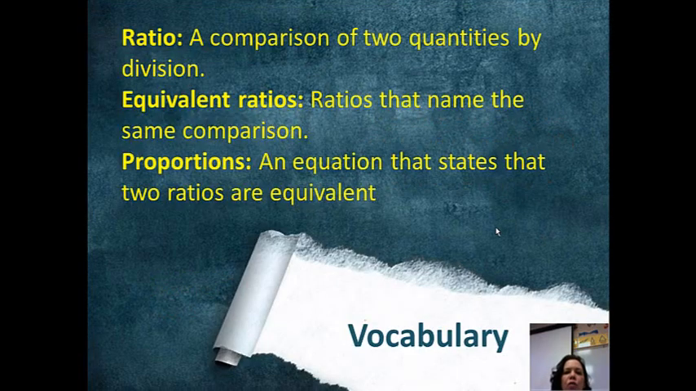So let's go over a few vocabulary words. Ratio: a comparison of 2 quantities by division. Equivalent ratio: ratios that name the same comparison. Then we have proportions: an equation that states that 2 ratios are equivalent.